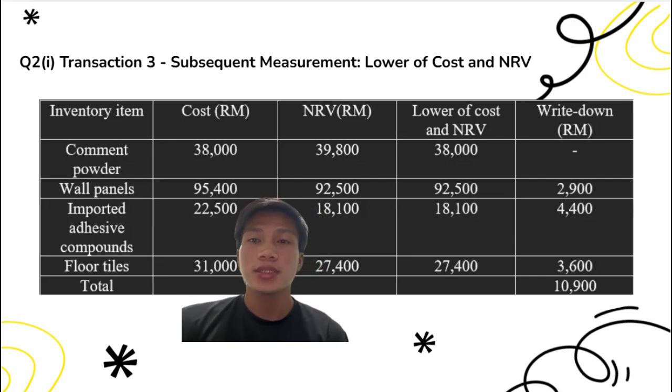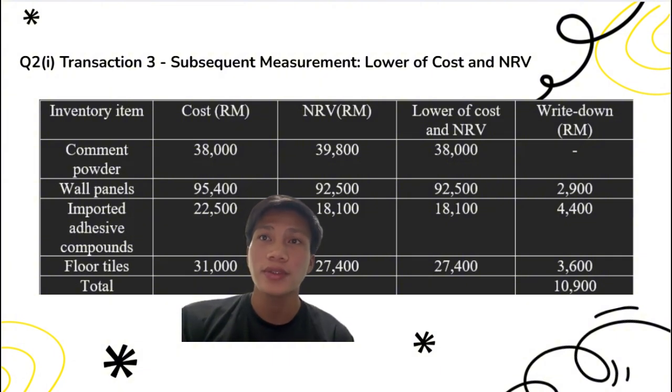As we can see in the answer table, for wall panels, the cost is 95,400, while the NRV is 92,500. Since the NRV is lower than the cost, a write-down of 2,900 is required. For imported adhesive compound, the write-down is 4,400, and for floor tiles, the write-down is 3,600. However, no write-down is required for cement powder because its NRV of 39,800 is higher than its cost of 38,000.